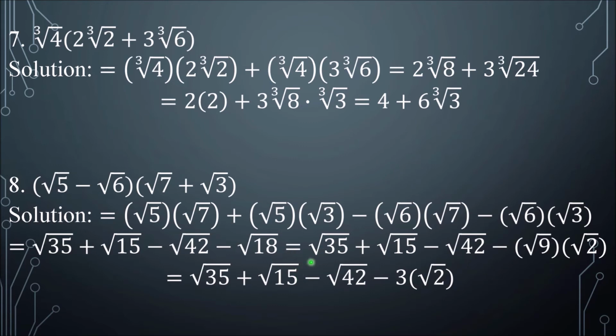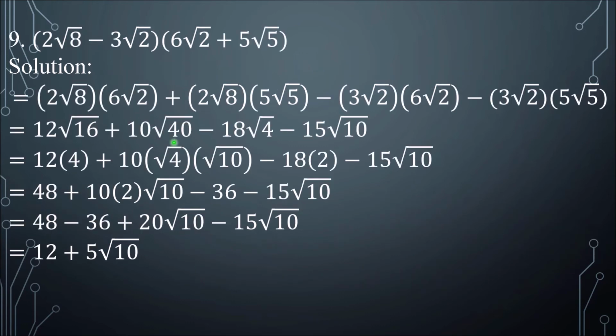has a perfect square factor, which is 9. So we need to extract that. Square root of 9 times square root of 2. Square root of 9 is 3, so the final answer is square root of 35 plus square root of 15 minus square root of 42 minus 3 square root of 2. So again, square root of 18 is 3 square root of 2.